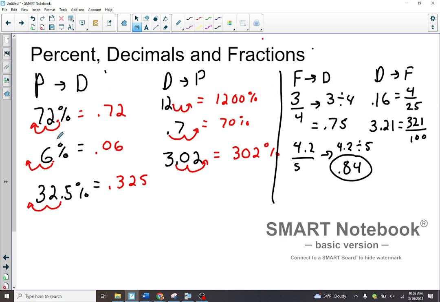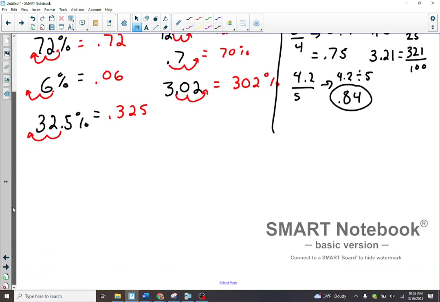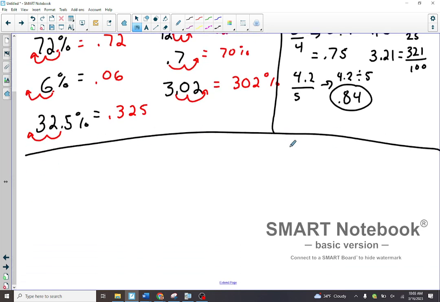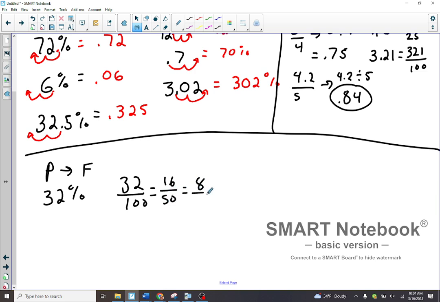All right, last relation is what? Percent to fraction. Now, percent to fraction is a weird one. So percent to fraction, the way I'm going to do it is if you got a percent, this is the one over 100. Yep, 32%. Remember, 32% is the same thing as saying 32 over 100. That's already written as a fraction. Simplify as much as possible. 16 over 50, 8/25.